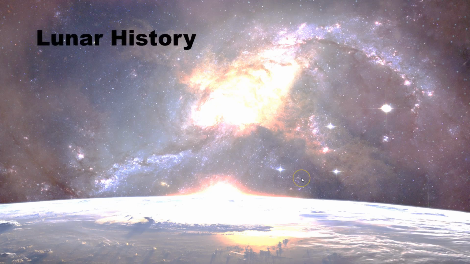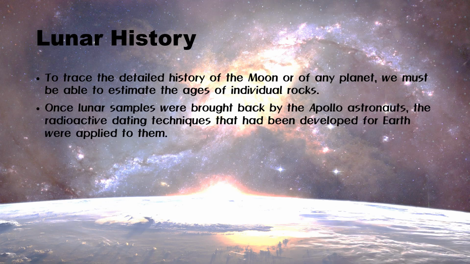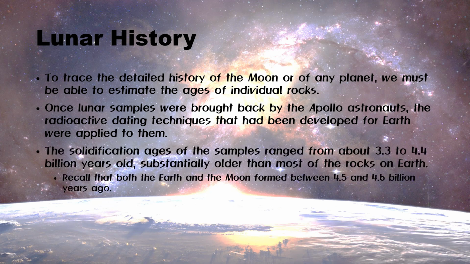So, to understand this, we need a little bit of lunar history. To trace the detailed history of the moon, or really any planet, we must be able to estimate the ages of individual rocks. Once lunar samples were brought back by the Apollo astronauts, the radioactive dating techniques that we had developed on Earth were applied to them. The solidification ages of the samples ranged from about 3.3 to 4.4 billion years old, which is substantially older than most of the rocks on Earth. If you recall, both the Earth and Moon probably formed about 4.5 to 4.6 billion years ago.